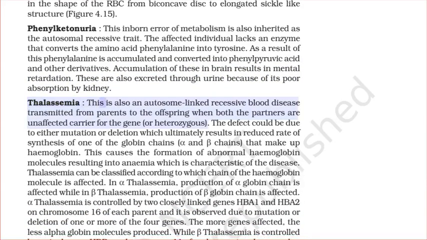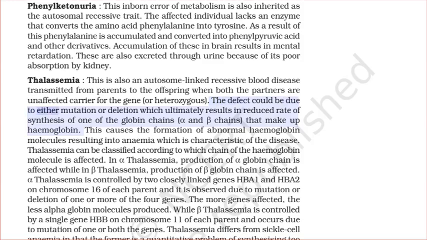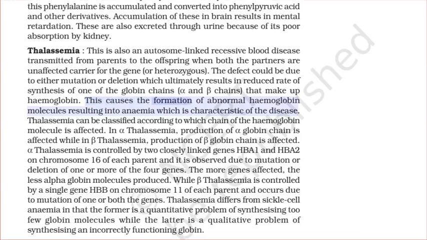Thalassemia. This is also an autosome-linked recessive blood disease transmitted from parents to the offspring when both the partners are unaffected carriers for the gene or heterozygous. The defect could be due to either mutation or deletion, which ultimately results in reduced rate of synthesis of one of the globin chains, alpha and beta chains, that make up hemoglobin. This causes the formation of abnormal hemoglobin molecules, resulting in anemia, which is characteristic of the disease.